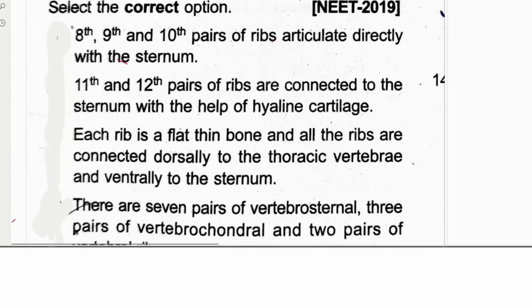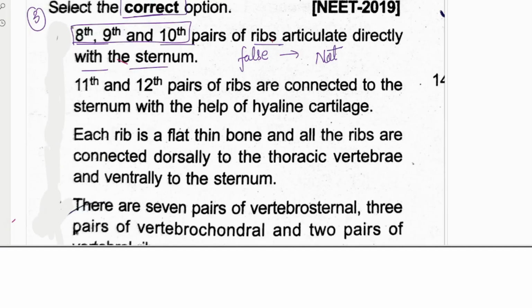Now let's see the next question, question number third. Select the correct option. We have to find out the correct option. The 8th, 9th and 10th pair of ribs articulate directly with the sternum. Actually these are the pairs of false ribs. And why are they false? Because they are not attached or articulated with the sternum. That is why they are false ribs. So we can say this option number first is incorrect.